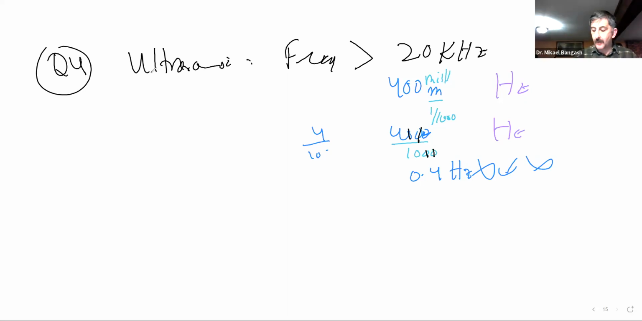Clear? Now you go to 4 megahertz. Although 4 is a number that is smaller than 20, you go with the unit, which is greater. This is a greater unit than kilo, right? Kilo was just 1000. This mega is a million. Did you guys get that?